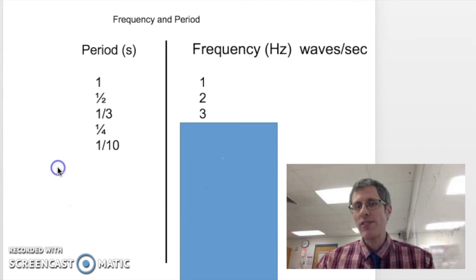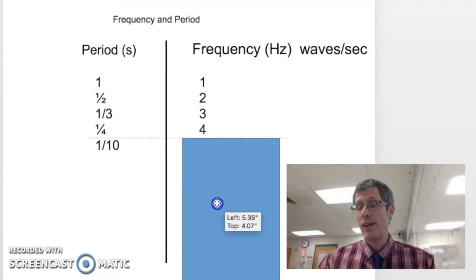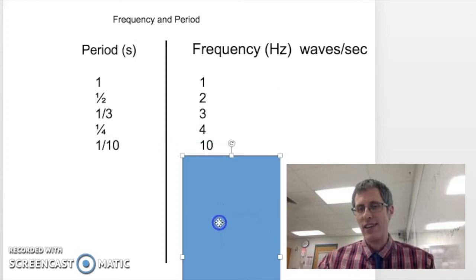Now, take a moment and think about what the frequency would be if it took you 1/4 of a second to make a wave and then 1/10 of a second to make a wave. You can pause the video if you'd like. Okay, let's reveal it. For 1/4 of a second, 4 waves per second, 4 hertz, and then 10 hertz.